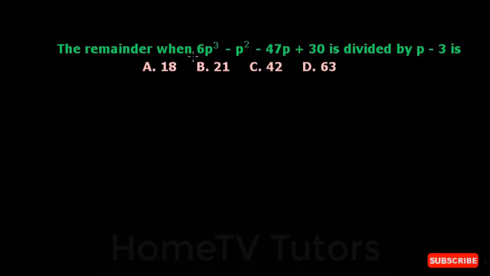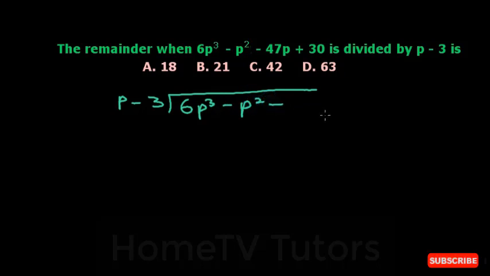The remainder when 6p raised to the power 3 minus p raised to the power 2 minus 47p plus 30 is divided by p minus 3. Let's work that out. So we divide by p minus 3, so divide 6p raised to the power 3 minus p raised to the power 2 minus 47p plus 30. Okay, so we start with p. P divides 6p raised to the power 3.